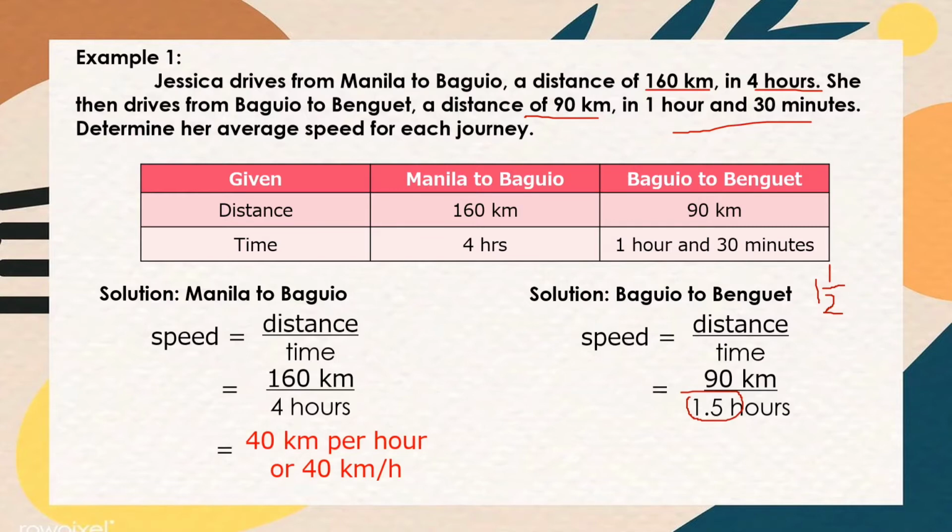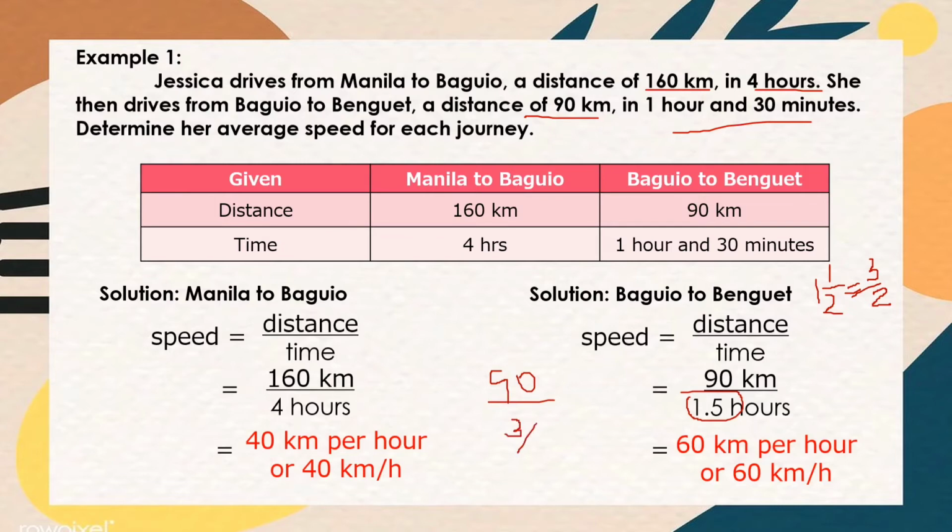Let's change that. So that will become 2 times 1 is equal to 2, plus 1 is 3. So we have here 3 over 2, okay, 3 over 2 hours. So let's first use this 90 km over 1.5. So we have here 60 km per hour, or 60 km over hour. So when we use the fraction, we have here 90 over 3 halves.